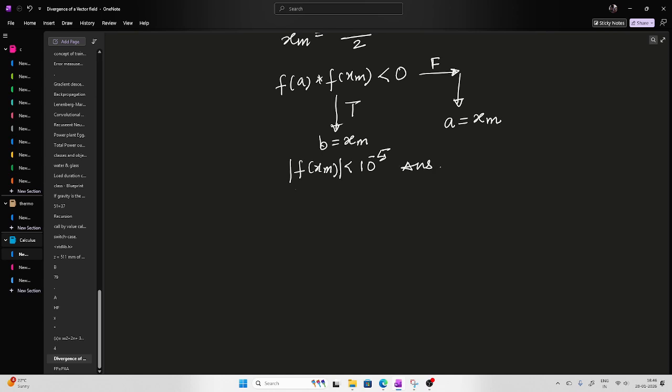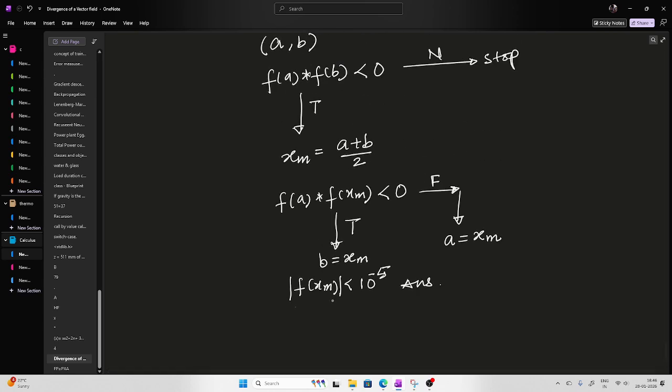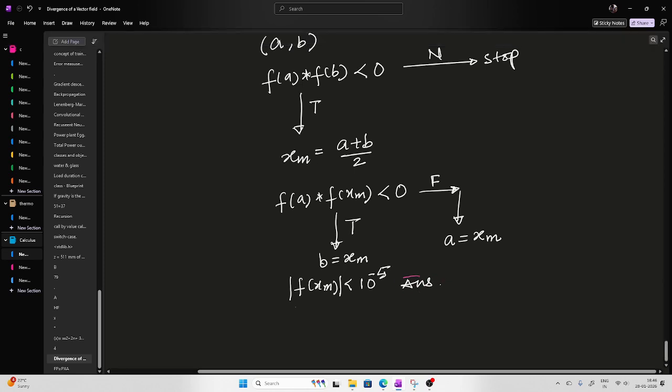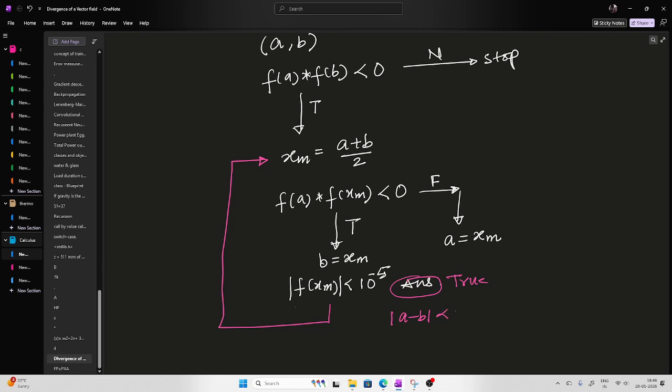If not, then you have to repeat the whole process. That means this is only for the true condition, else you have to move back to this step. Or the converging criteria you can also evaluate by finding out this. If this value is less than 10 to the power minus 5, then you have your answer, because in this condition a and b both will coincide at the same point, and that is your root. So you can proceed with the loop so many times till convergence is arrived at.